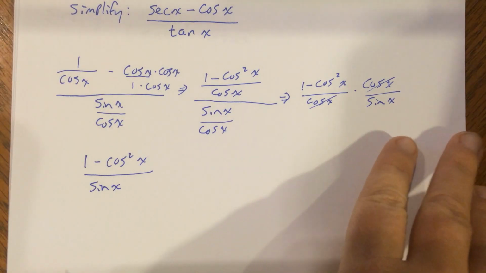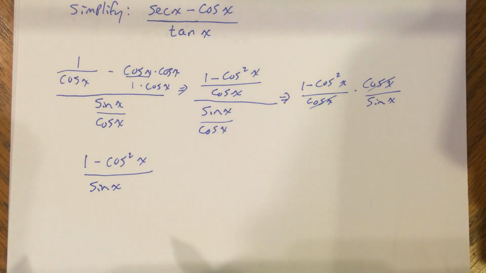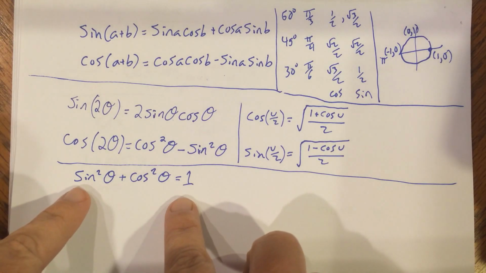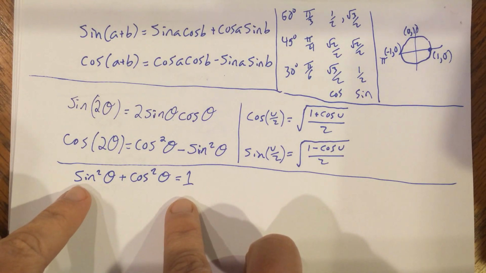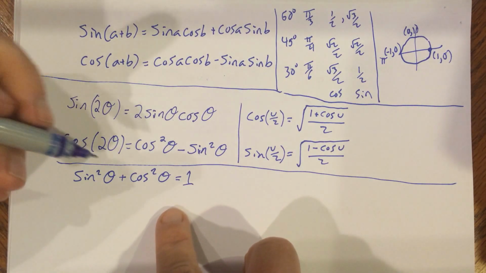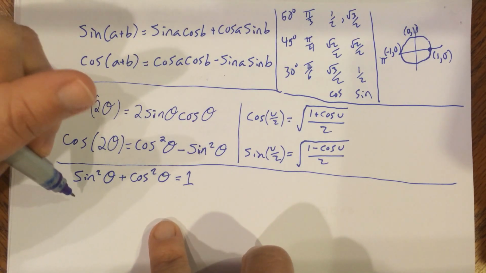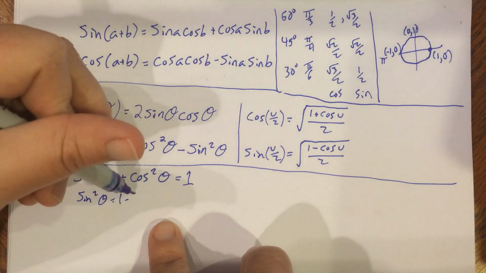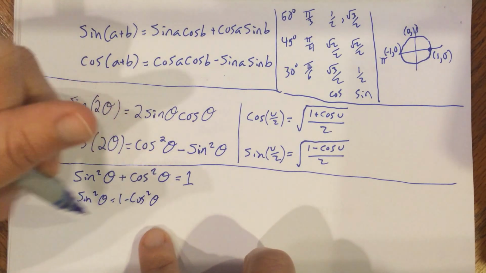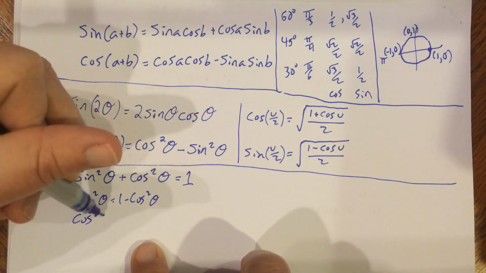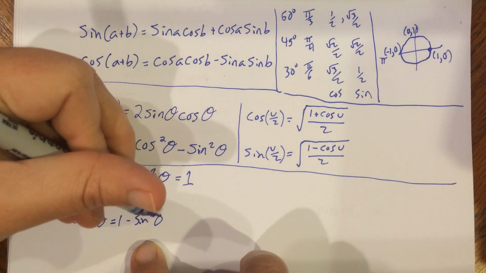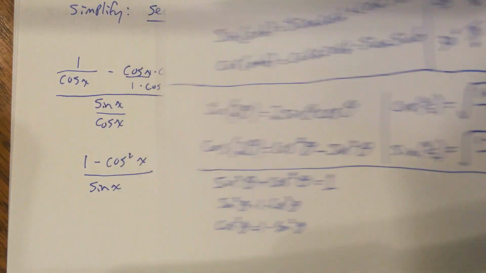So a few videos ago, we brought out a new identity. We brought it out when we were doing the half angle identities. And we proved that sine squared plus cosine squared equals 1. And we said that this is a great way to write it, and sometimes you're going to want to see it as sine squared theta equals 1 minus cos squared theta, and cos squared theta equals 1 minus sine squared theta.